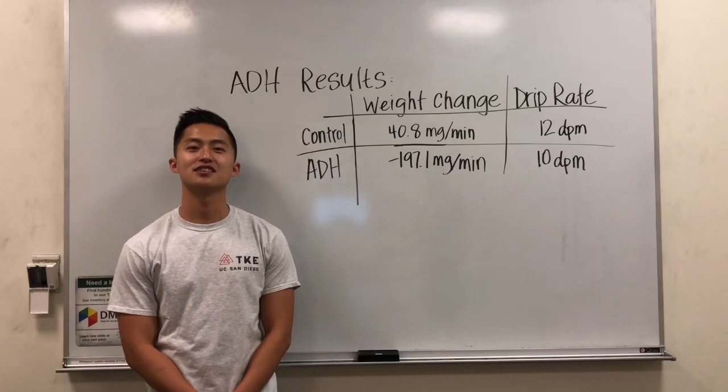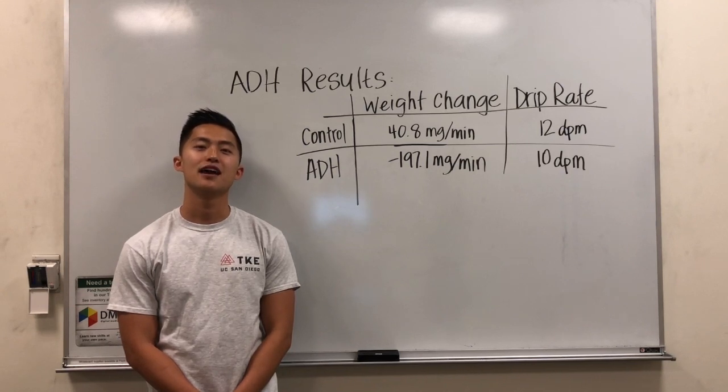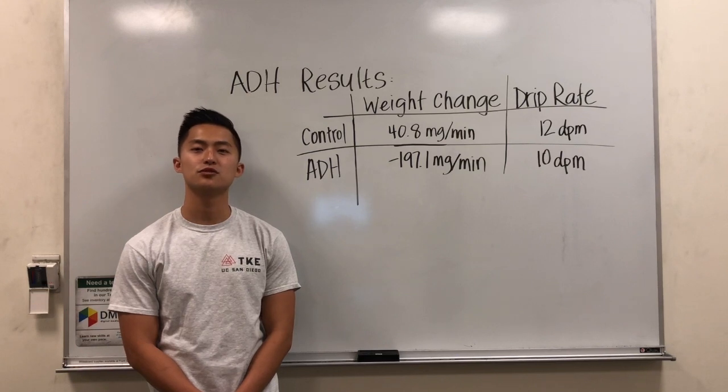Before adding ADH, a controlled drip rate and weight change was taken. The weight change was 40.8 milligrams per minute for the control, and when ADH was added to the Ringer's and dextran perfusate, the weight change decreased down to negative 197.1 milligrams per minute. The controlled drip rate was 12 drips per minute and decreased down to 10 drips per minute with the addition of ADH.